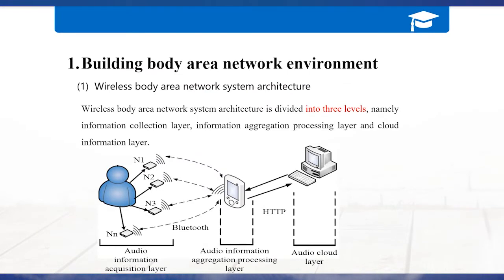Now look at 1. Build the body area network environment. 1. Wireless body area network system architecture. The wireless body area network is divided into 3 levels, namely information collection layer, information aggregation process layer, and the cloud information layer. These 3 layers can connect and transfer data through Bluetooth and HTTP, and store audio in the cloud layer.